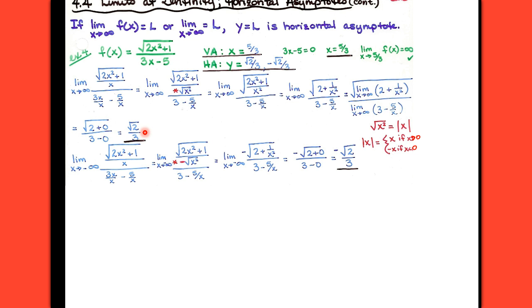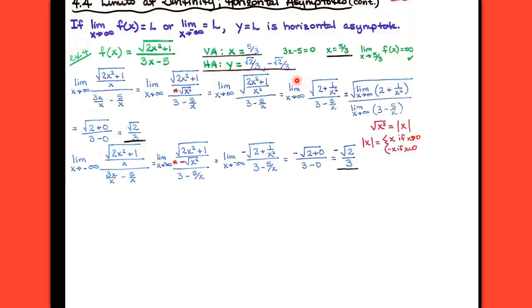And then I look in the back of the book, and it says your horizontal asymptote is not only the square root of 2/3, but it is also a negative square root of 2/3. Square root of 2/3 and negative square root of 2/3. Where's that negative thing coming from? And that's what makes this problem a little bit different.